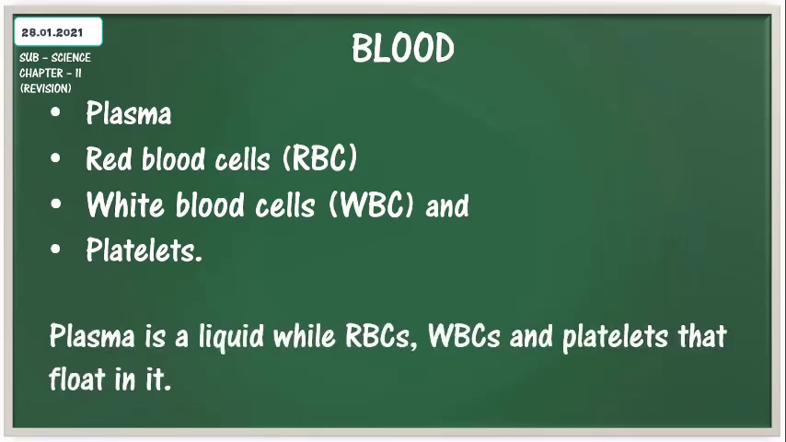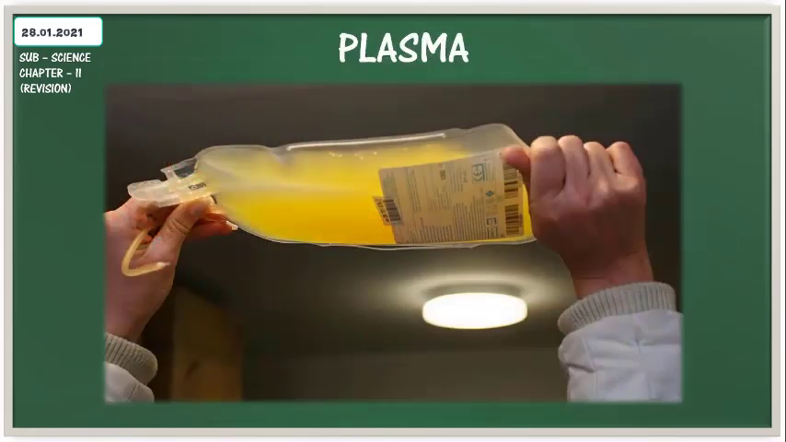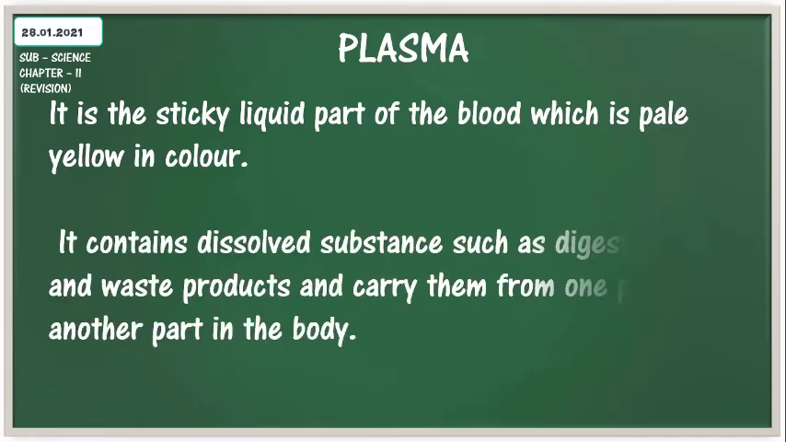Plasma. Plasma is a liquid while RBCs, WBCs, and platelets float in it. It is the sticky liquid part of the blood which is pale yellow in color. It is 90% water and 3.5% common salt. It contains dissolved substances such as digested food and waste products and carries them from one place to another place in the body.